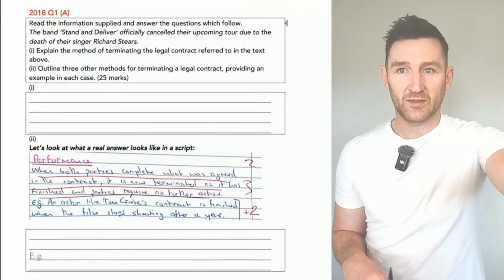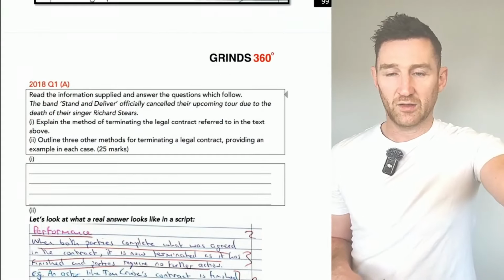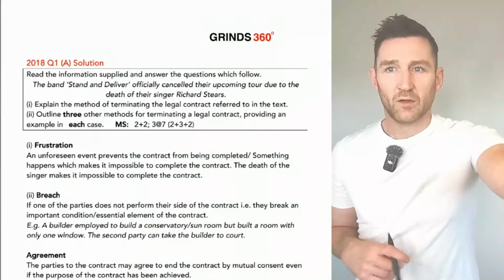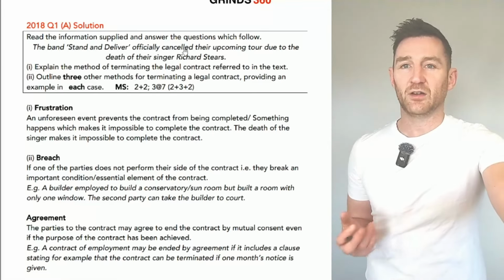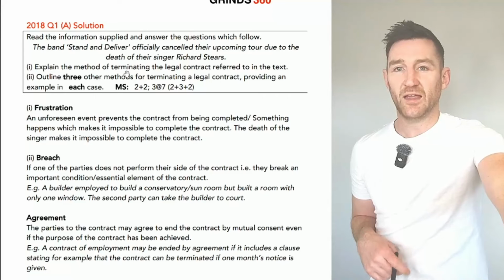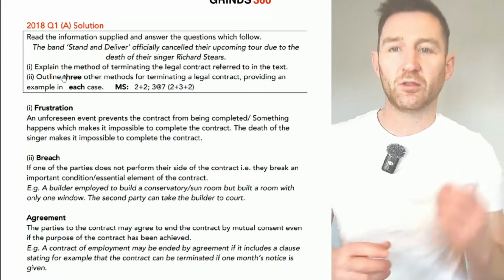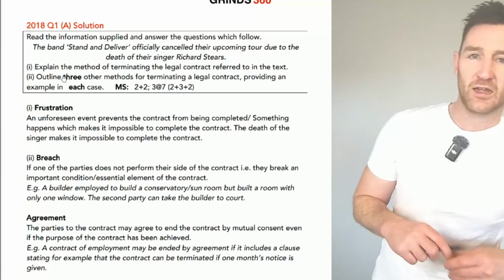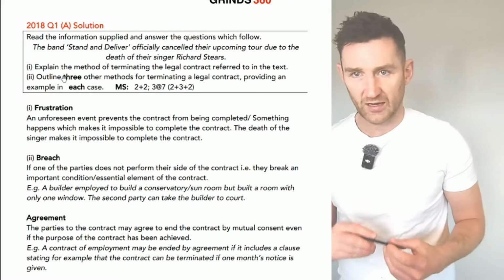But I just want to look at this one here. So if you look at page 100, let's have a little look at this question. The question is, read the info supplied and answer the questions which follow. So the band Stand and Deliver officially cancelled their upcoming tour date due to the death of their singer Richard Stairs. Explain the methods of terminating the legal contract referred to in the text. Part 2, outline 3 other methods for terminating a legal contract, providing an example in each case.